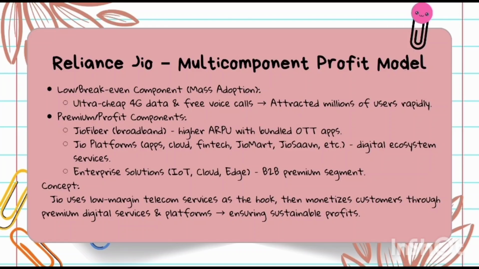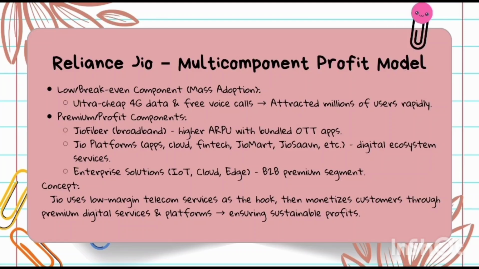But the real profits don't come from the cheap data. Jio has layered on premium, high margin components. For example, Jio Fiber provides broadband services with higher ARPU by bundling OTT apps. Through Jio's platforms, they have built an entire digital ecosystem from apps and cloud to fintech, JioMart, and Jio7, which brings in recurring profitable revenue streams. And on the enterprise side, Jio is monetizing B2B customers through IoT, cloud, and edge computing solutions.